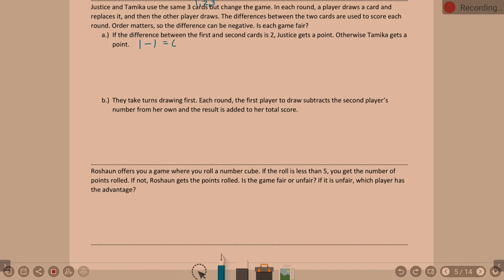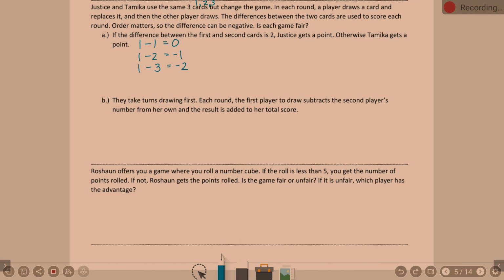What else could I do? If I drew 1 the first time, I could draw 2 the second time. And 1 minus 2 is -1. If I drew 1 the first time, I could also draw a 3. And 1 minus 3 is negative 2. Are there any other options with 1? No, there's no other options with 1. You could draw a 1, 2, or 3 as the second card.